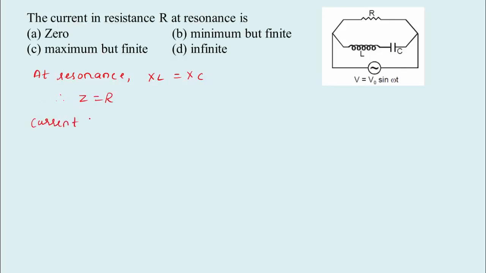Current is maximum, but also it is finite, because you can observe the equation I equal to V divided by R. This is only across the resistor. So the maximum current is I naught equal to V naught divided by R. This is finite and maximum, because when current is maximum, impedance is minimum. Impedance is minimum only because at resonant frequency XL and XC are equal. So current is maximum and finite. That is, option C is right.